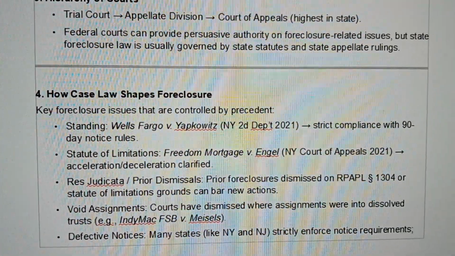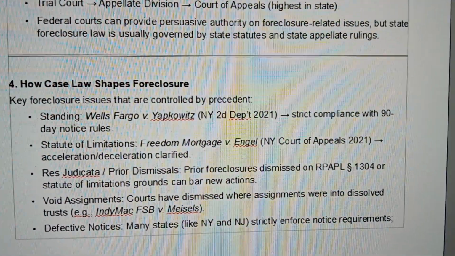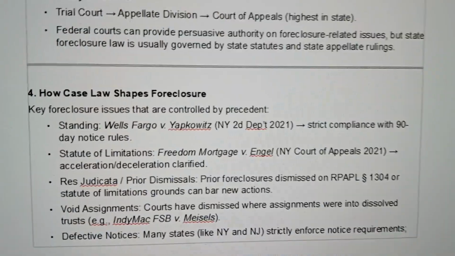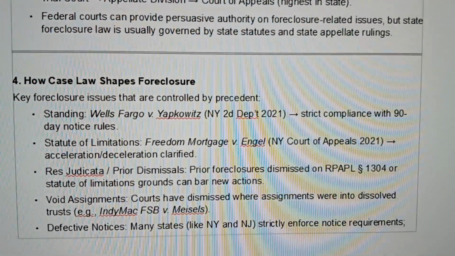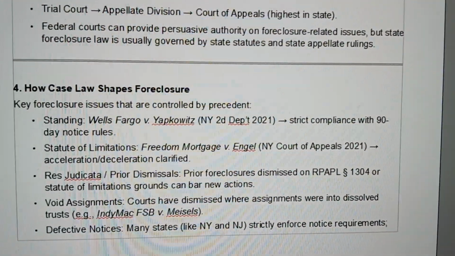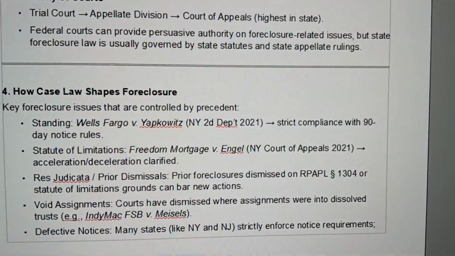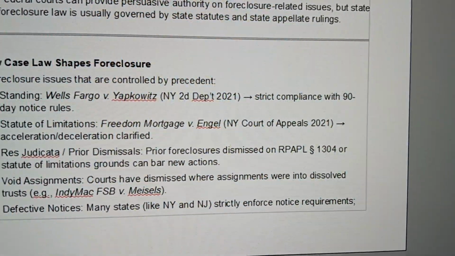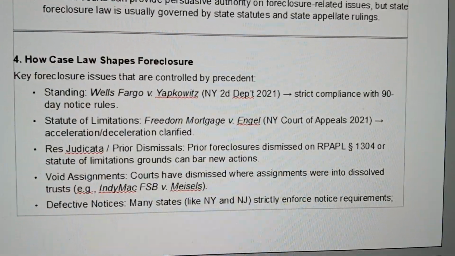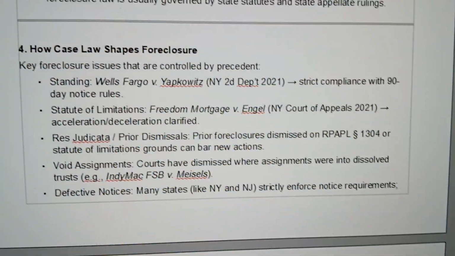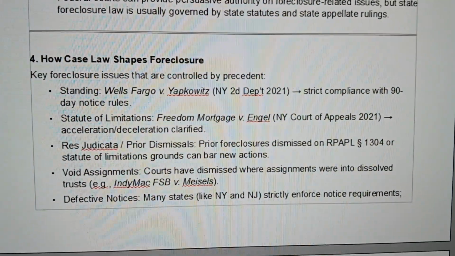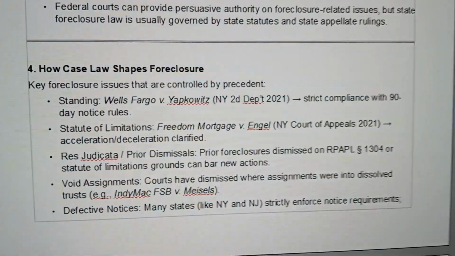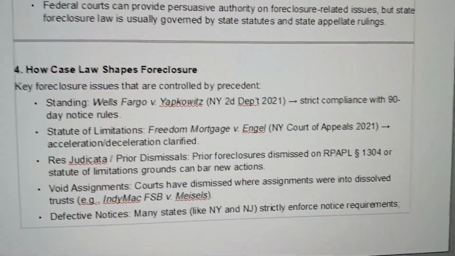Standing, when a bank doesn't have standing. Wells Fargo versus Yapkowitz, that's a 2021 case. Strict compliance with the 90-day notice rules means the bank doesn't have standing. Statute of limitations: Freedom Mortgage versus Engel. As we know, after so many years they can't foreclose. Res judicata: a prior foreclosure dismissed on RPAPL 1304 or statute of limitations grounds can bar new actions. Void assignments: courts have dismissed where assignments were into a dissolved trust, like IndyMac Full Service Bank versus Measles.